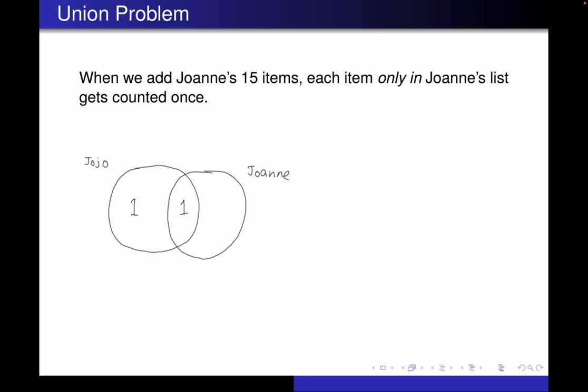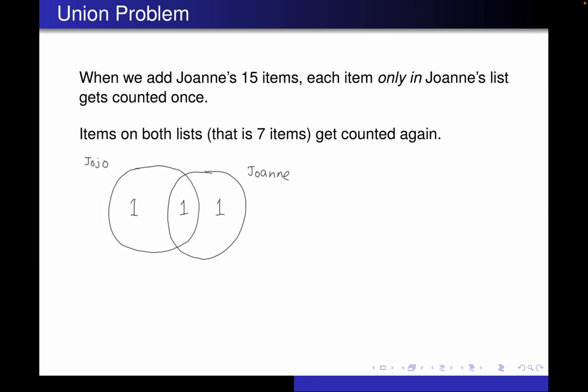Now, each item that's only in Joanne's list and not in JoJo's list also gets counted once. However, all the items that are in both lists get counted again. They got counted once when we counted them in JoJo's list, and they get counted again when we count them in Joanne's list. And so that means that region, the items on both lists, that's 7 items, get counted twice. So we get a nice little 2 in there.